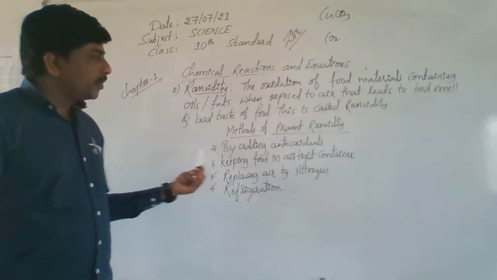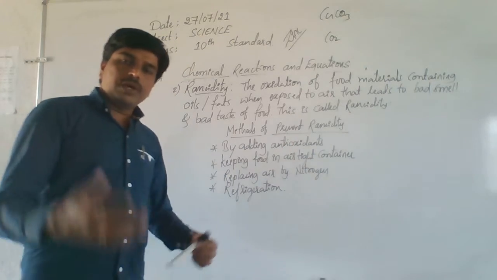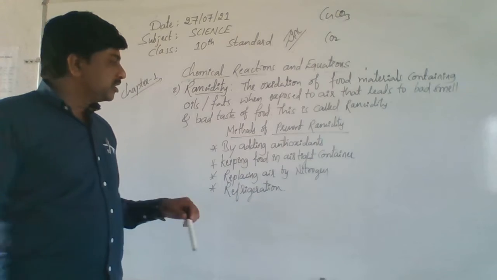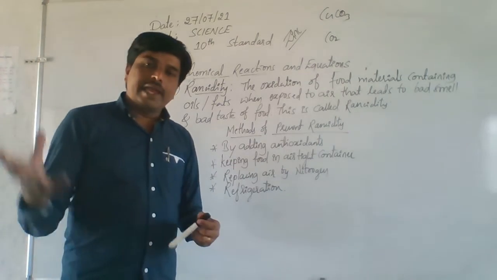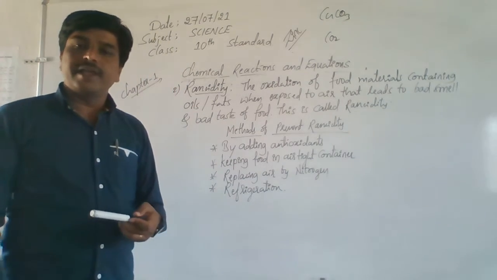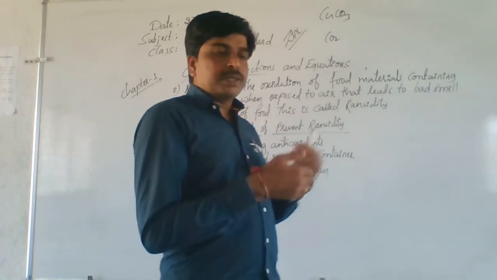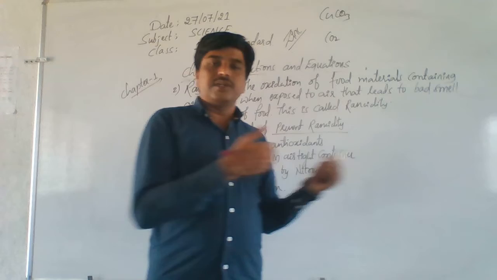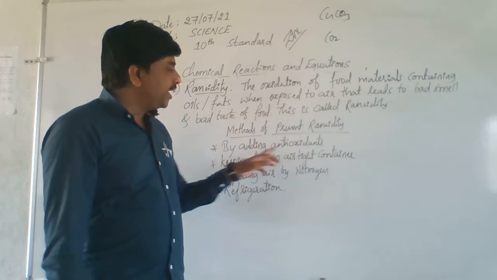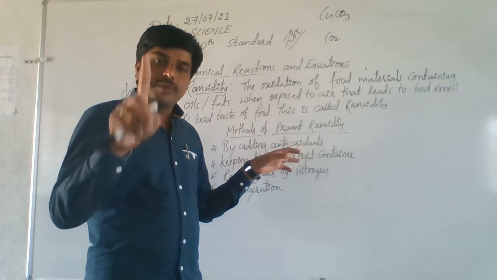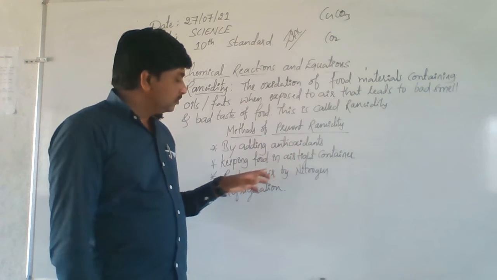Understand? So, methods to prevent rancidity. How can we prevent rancidity of food items? Very simple methods are there. First, by adding antioxidants. Antioxidants prevent the food material from oxidation. So by adding antioxidants to food materials which contain oils and fats, that prevents rancidity.